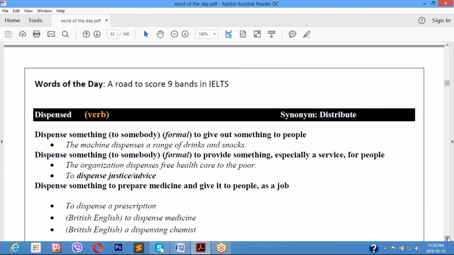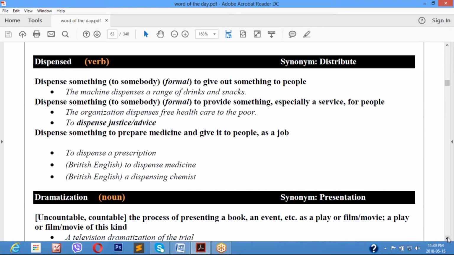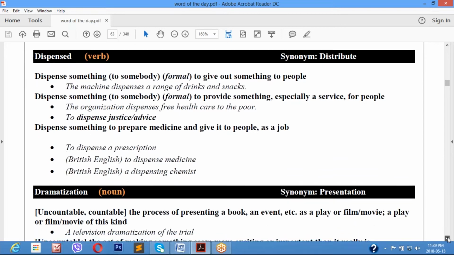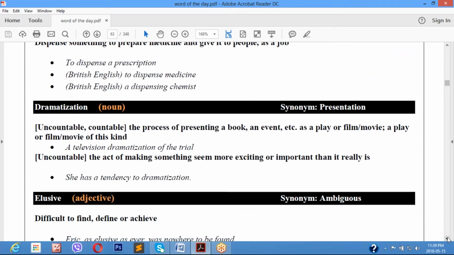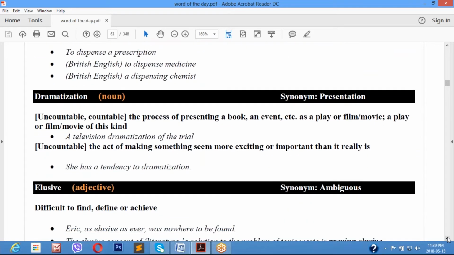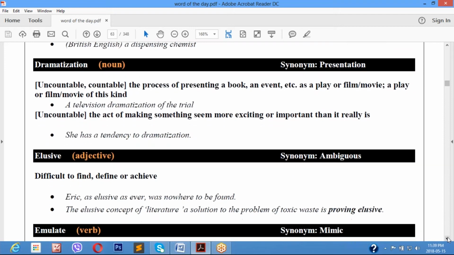जी, after this we have another word, dispensed. Dispensed means to give out something to people. The machine dispenses a range of drinks or snacks. Dispense something to somebody, formal, to provide something, especially a service. Dramatization, presentation, dramatization, the process of presenting a book, an event, etc., a play, a film, movie, ये इसको dramatization कहेंगे हम.